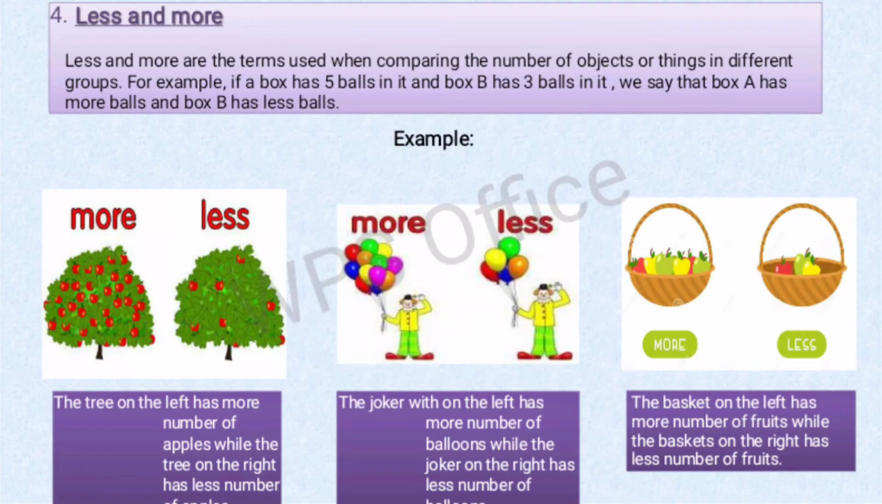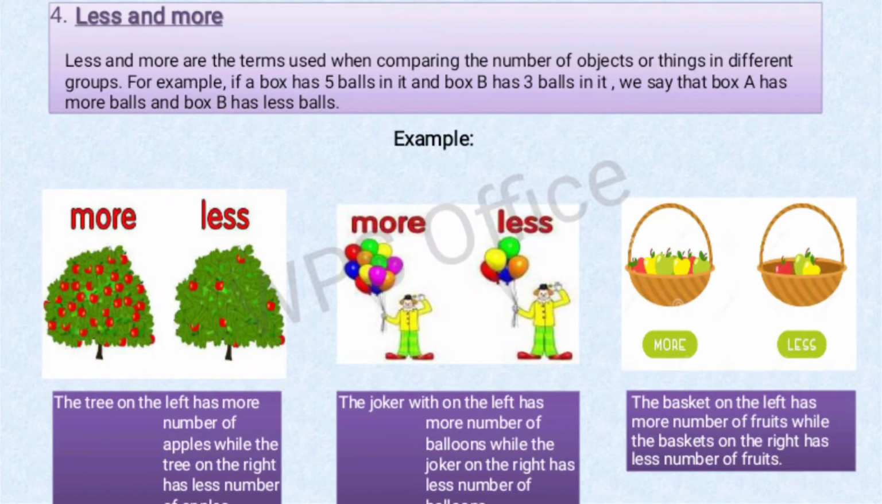Let's move to a fourth concept, that is less and more. Less and more are the terms used when comparing the number of objects or things in different groups. For example, if box A has 5 balls in it and box B has 3 balls in it, we can say that box A has more balls and box B has less balls.